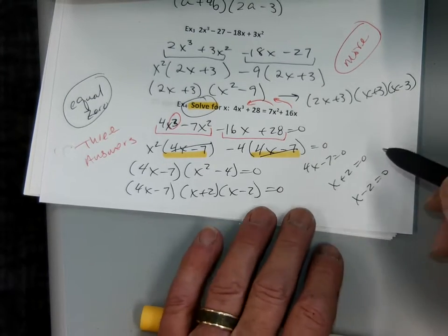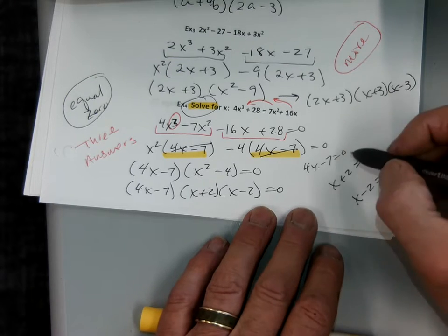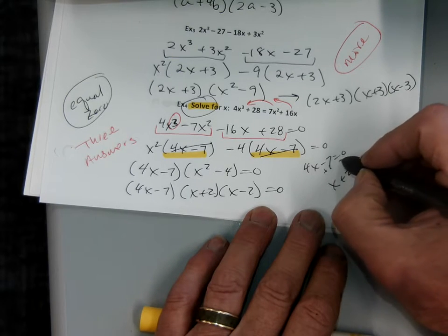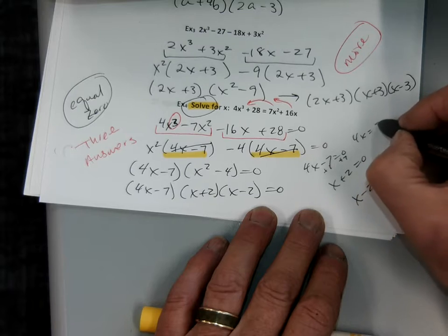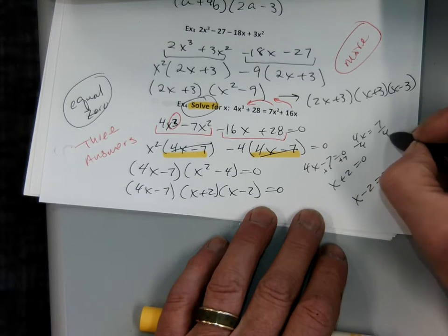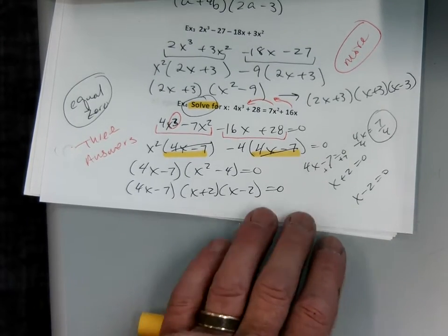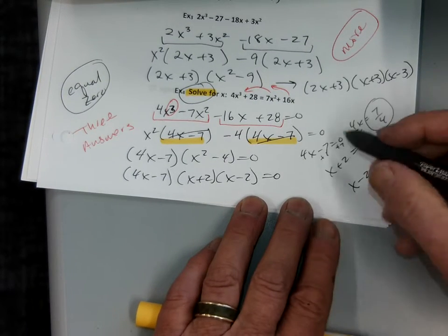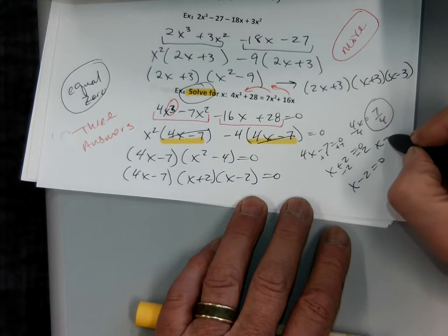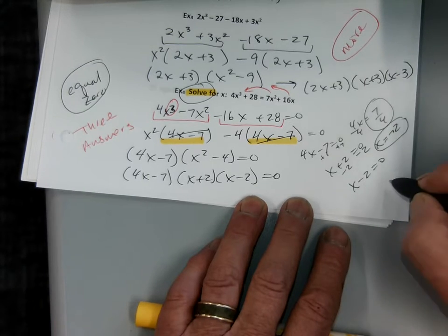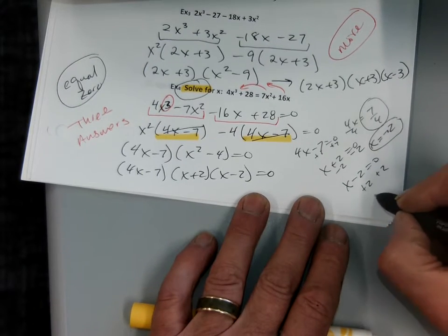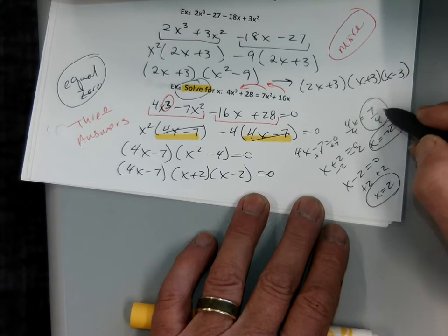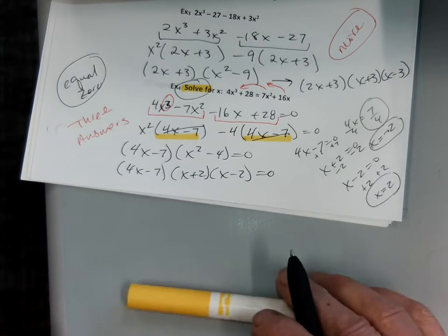So we'll solve. Plus 7, plus 7. I get a 4x equals 7. Divide by 4, divide by 4. And 7 fourths is one answer. All right? Minus 2, x equals negative 2. Plus 2, x equals 2. So we've got 1, 2, 3 answers, okay?